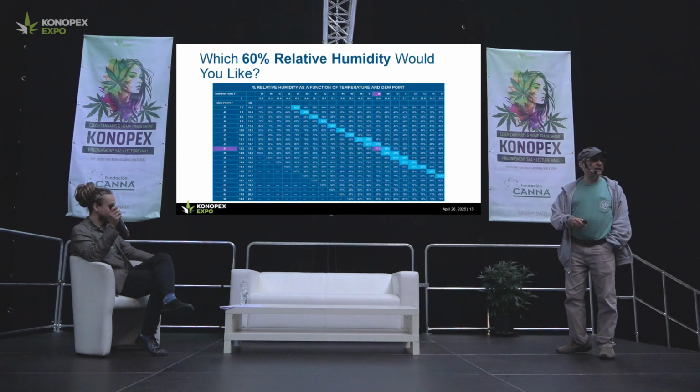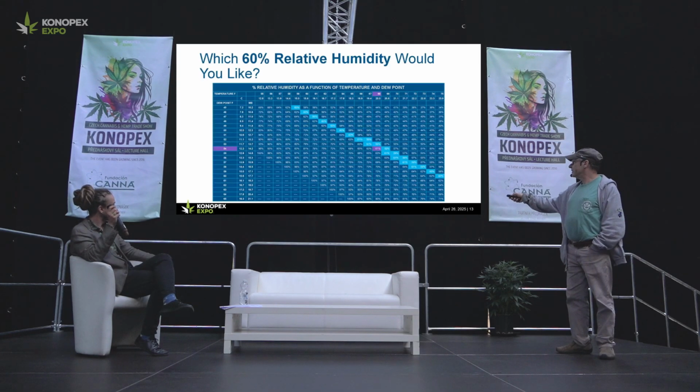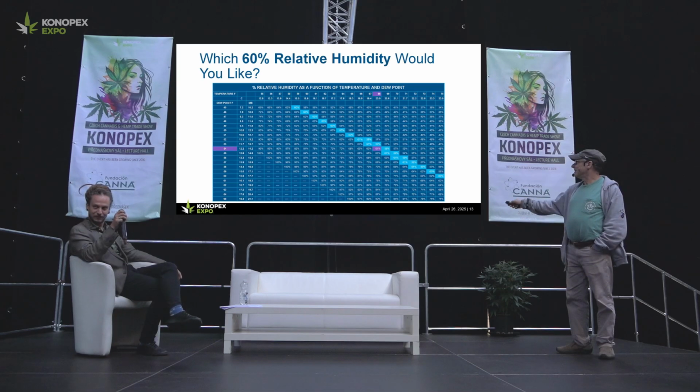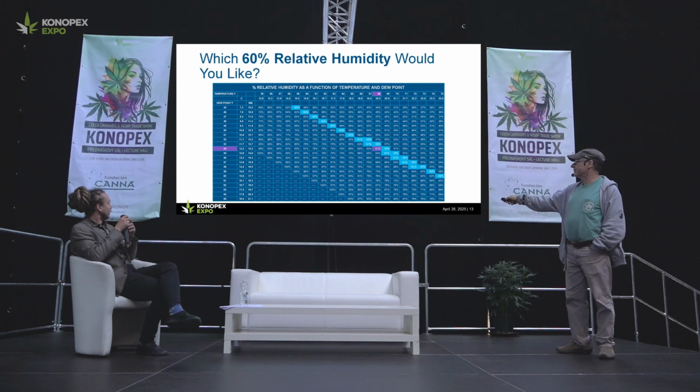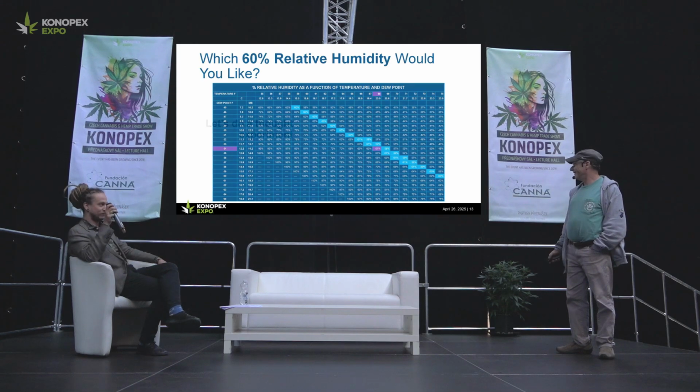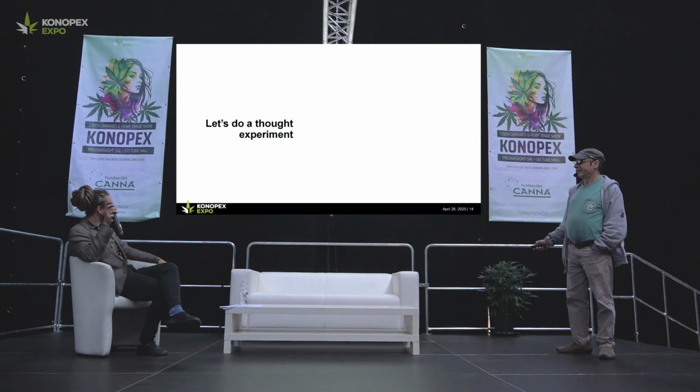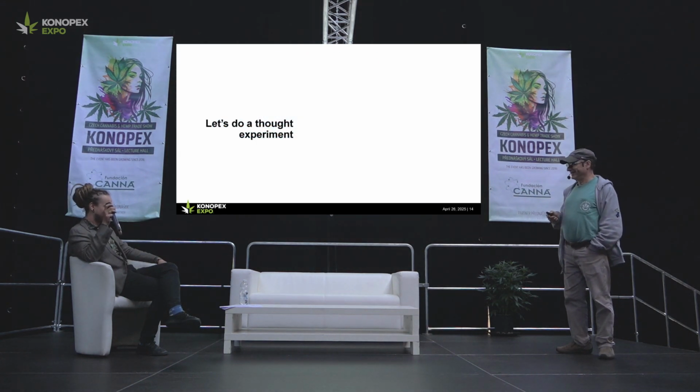So a lot of people say, hey, I want to dry at 60% relative humidity. And here I show 60% as a solution many different ways. So the question is, which 60% do you want? Different temperatures and different vapor pressures or dew points solve for the 60%. So this is going to be interesting.